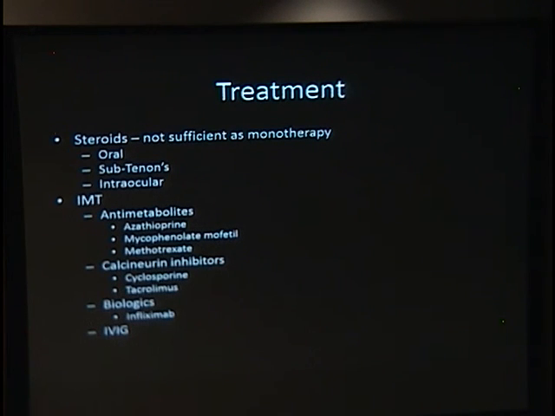If you choose to treat, steroids are generally not sufficient as monotherapy. They're good to start at the beginning, and you can add them on top of these other therapies to take care of specific aspects of the disease, like macular edema. And they can be oral, subtenons, or intraocular. But immunomodulatory therapy is really what's helpful for these patients in the long term. And you typically start with an anti-metabolite. And if that's not doing the trick, if that's not stabilizing the disease and keeping it from progressing, you can add these other immunomodulatory medications below.